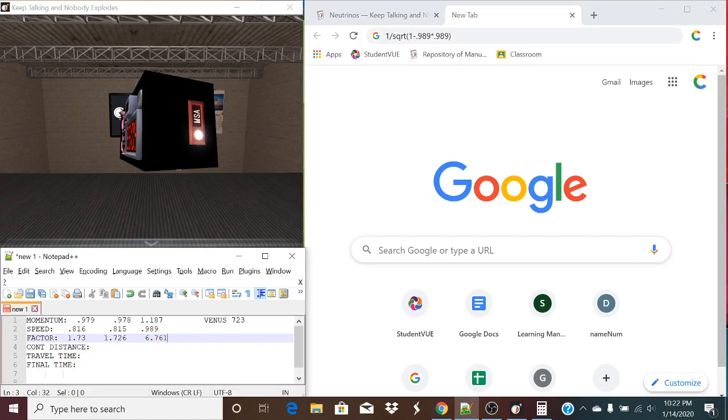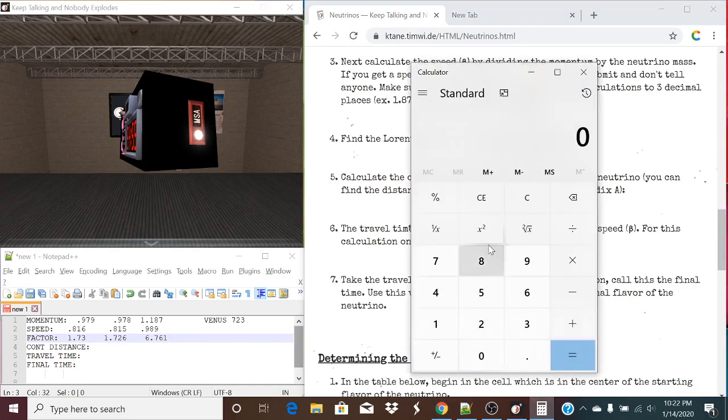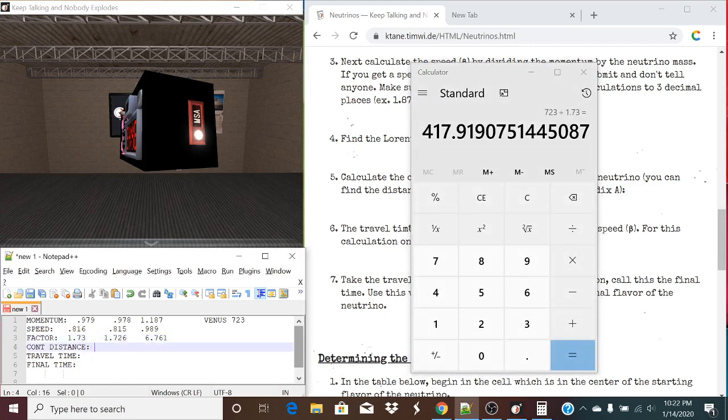6.761. And that's our Lorentz factor. So now we're going to take the result from the Lorentz factor and divide that from 723. So 723 divided by 1.73 is a 417.919. No rounding necessary.